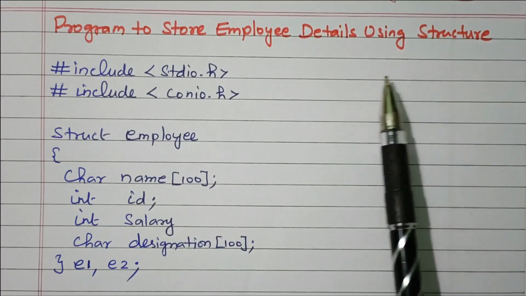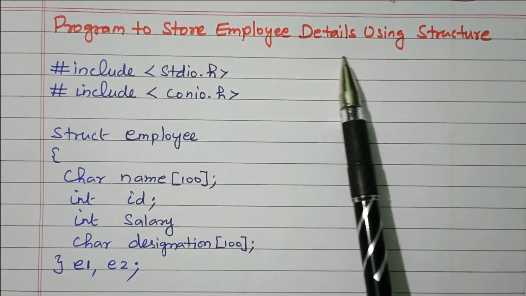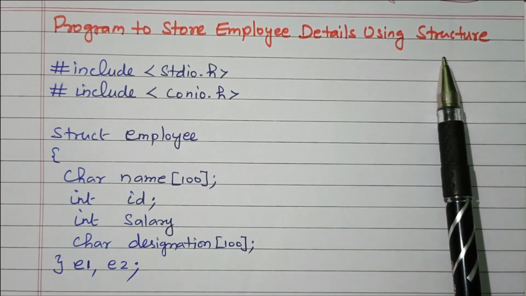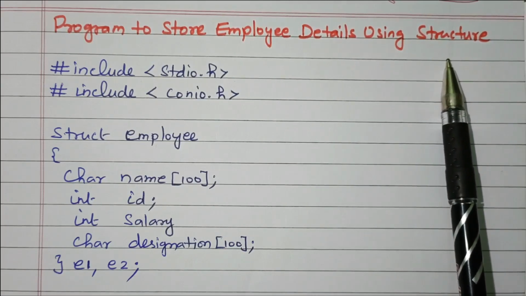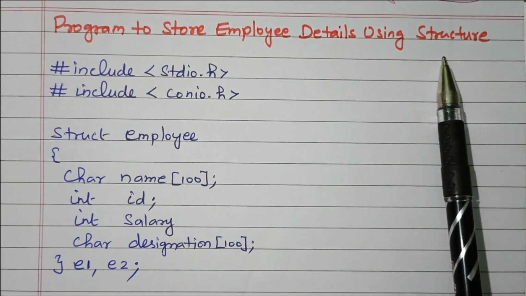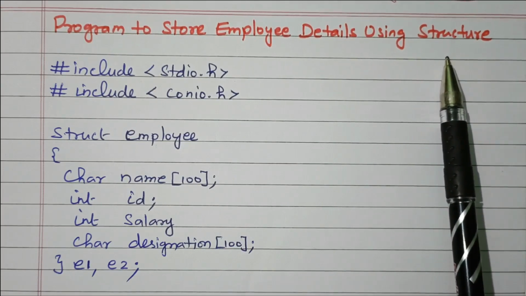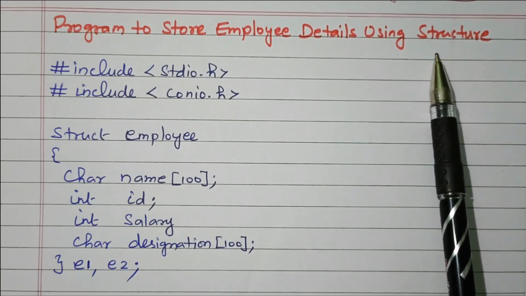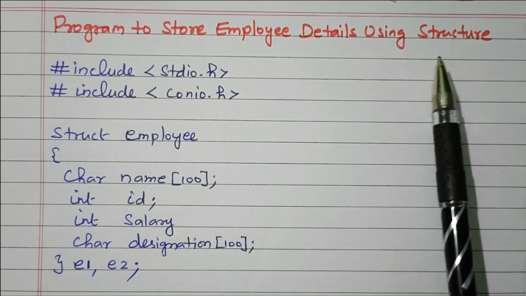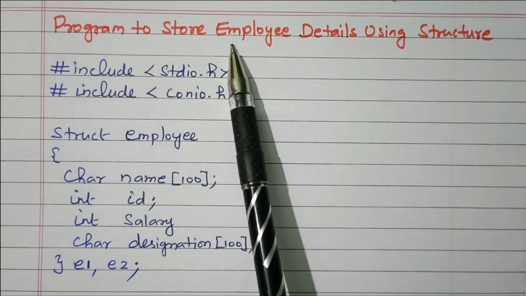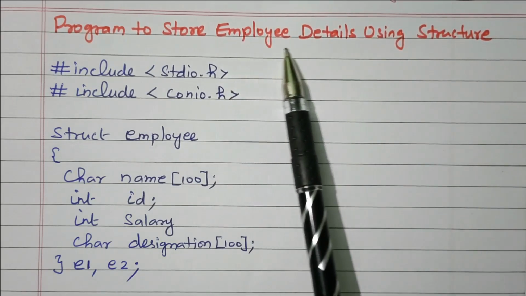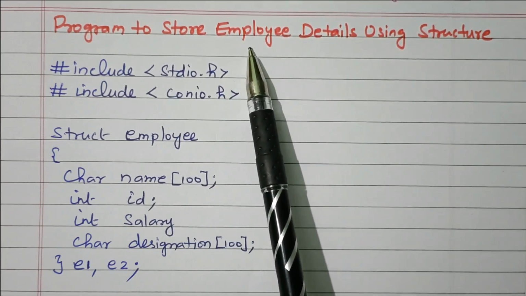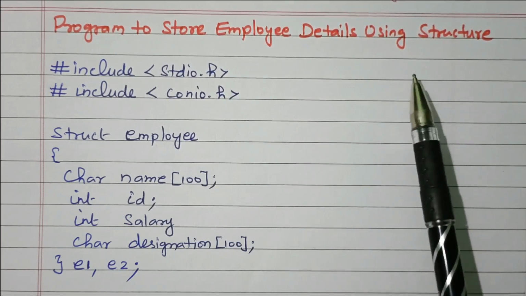Now we'll go to the program. We need to store the employee detail using the structure. We know that structure is a collection of different types of data that are logically related. We know that an array is a collection of the same type of data. Structure means different types of data. That is, the structure employee will contain the employee details. The data types may be different. So we need to store the employee details using the structure.